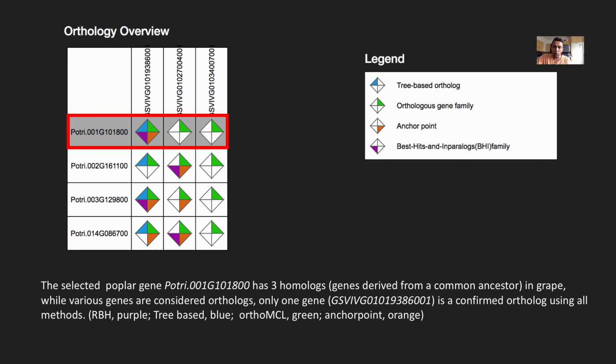PLAZA uses mainly four different methods for identifying orthologs. As this figure shows, the selected poplar gene has three homolog genes in grape. All four methods agree with the first grape gene, and only one method is in agreement with the other two genes.